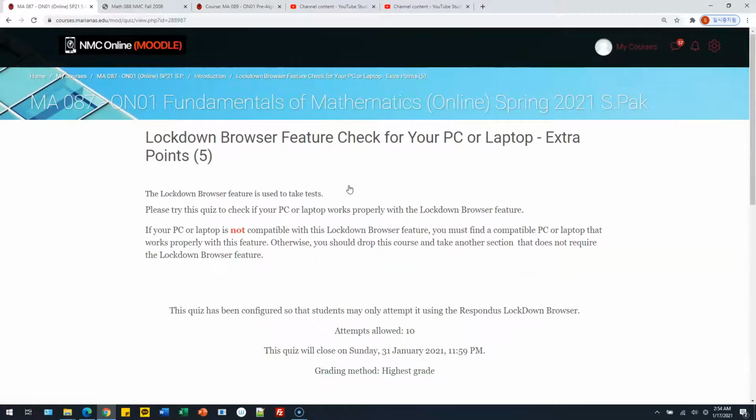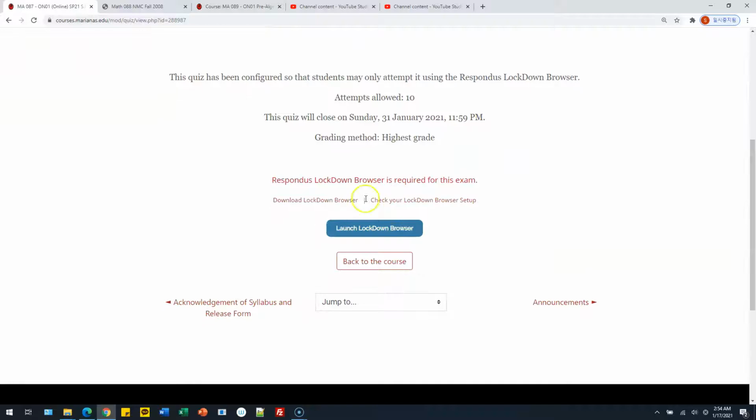So once you check your computer is compatible, then you are done. You don't have to do it again. So make sure to download the lockdown browser. First of all, you need to download the lockdown browser and then launch lockdown browser so that you can check whether your PC is compatible. So make sure to follow this instruction and then make sure your computer is compatible with this lockdown browser.